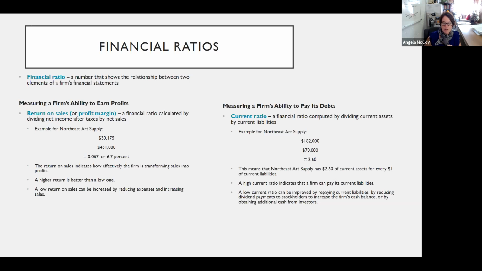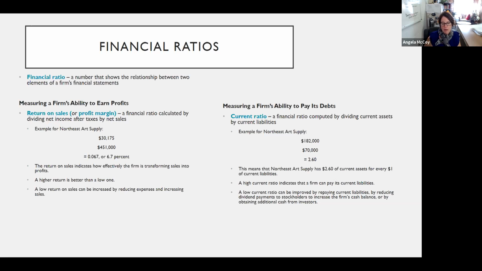A return on sales ratio, otherwise known as the profit margin, is a financial ratio that's calculated by dividing the net income after taxes by your net sales. It indicates how effectively a firm is transforming sales into profits. A higher return on sales is better than a lower one. Today, the average return on sales for all business firms is usually between 4 and 5%. A low return on sales can be increased by reducing expenses and increasing sales.